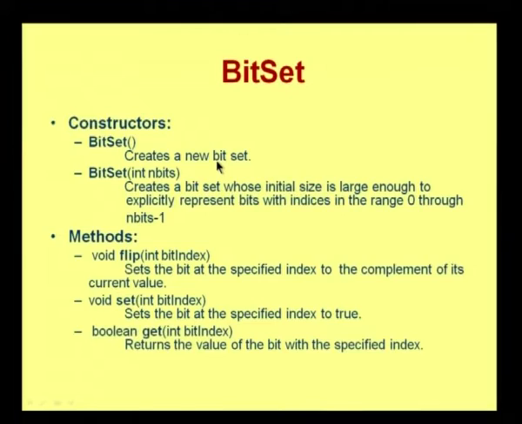So, for this bit set we have two constructors. One is bit set without any argument. Without any argument means that you can keep on increasing the size of the bit set as needed, or else I can specify a maximum number of bits that is needed in your bit set. So, it is a set of bits.